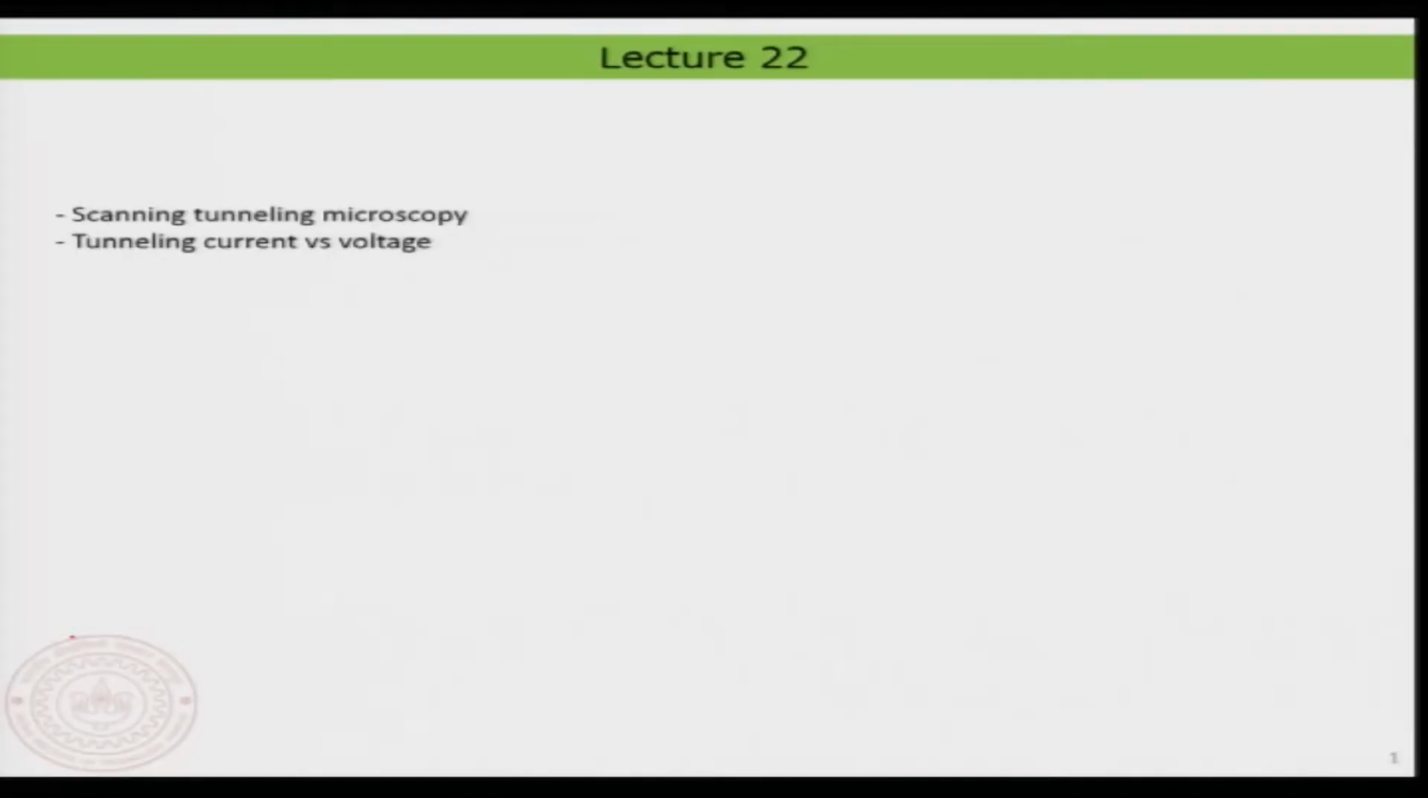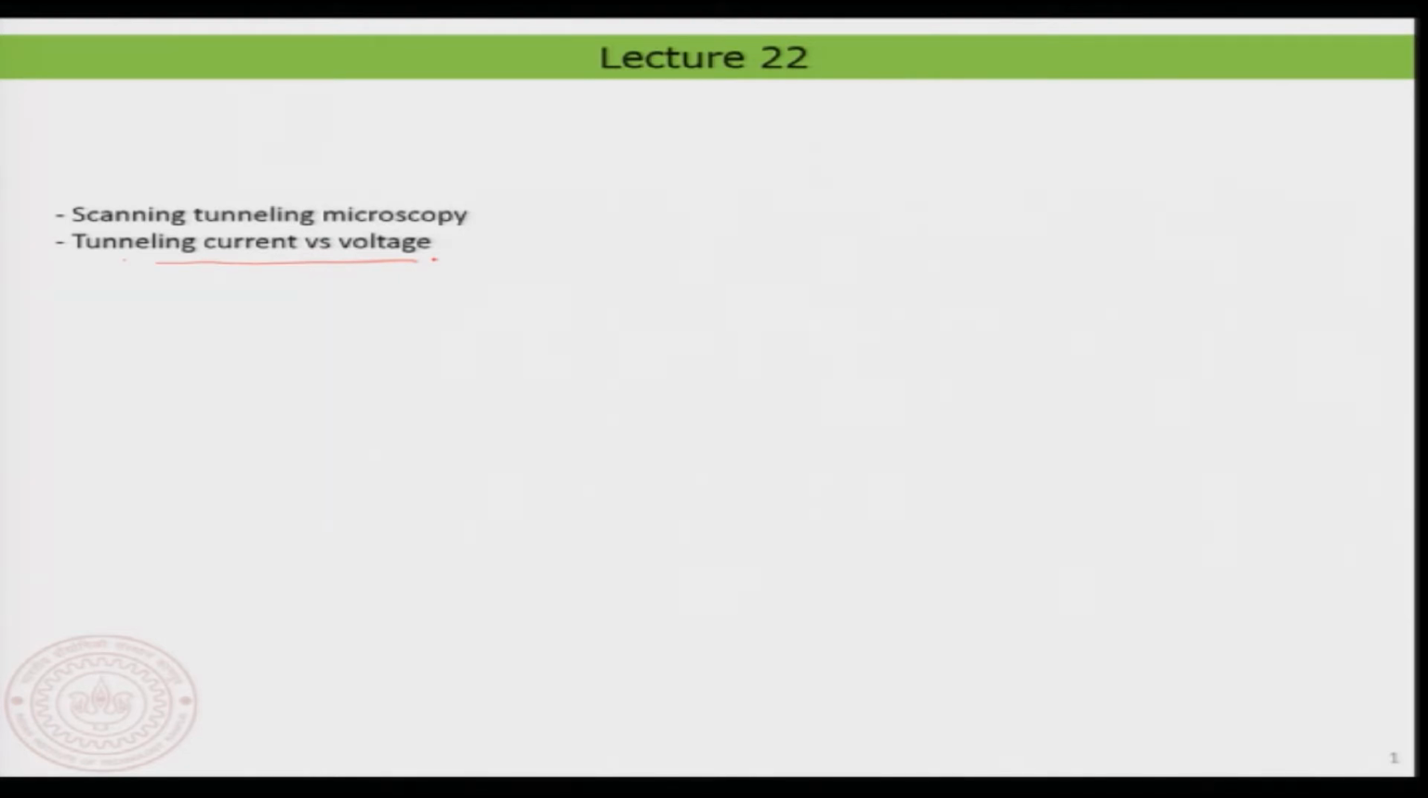In this lecture we will continue in the scanning tunneling microscopy part, and today mainly we will focus on the tunneling current versus voltage characteristics, because it is quite important for us to understand how the tunneling current actually varies as a function of voltage. Because you are also going to finally use this kind of current-voltage characteristic in understanding the electronic structure of the material that we are looking at.